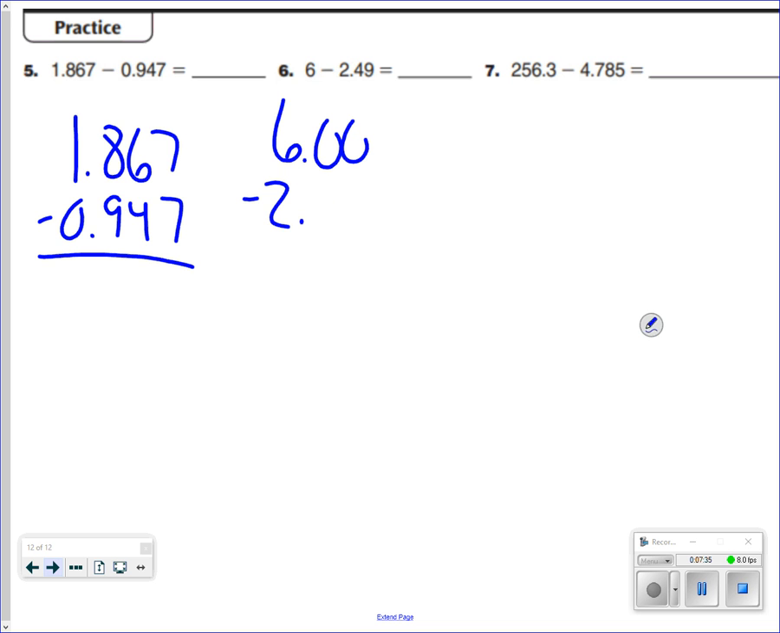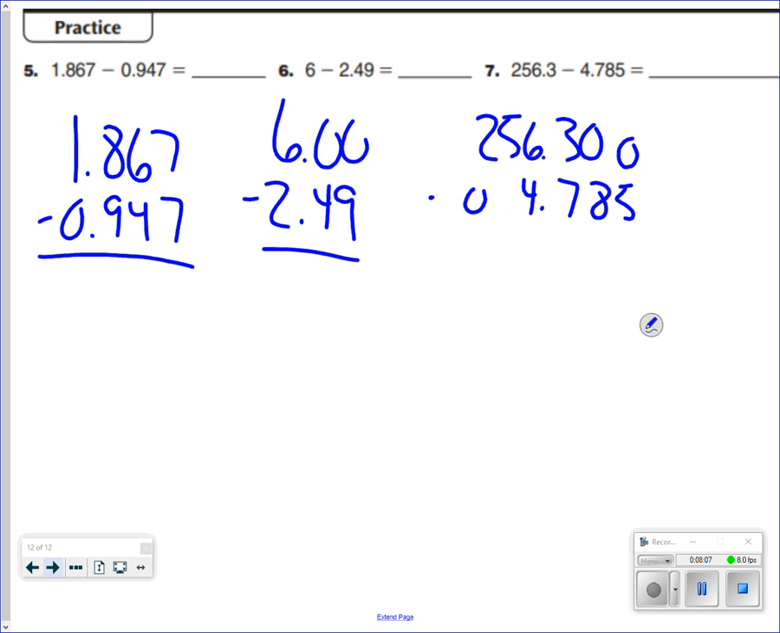6.00 minus 2.49. Remember, 6 is greater than 2. You'd rather have $6 than $2.49. Same with this next one. They will give you an answer that looks like this on your NWEA. That is not right. Please, please, please line up your decimals. 256.3 is greater than 4.785. So 256.3 minus 4.785. You fill in the zeros, and then you go ahead and subtract. That is how you solve those.